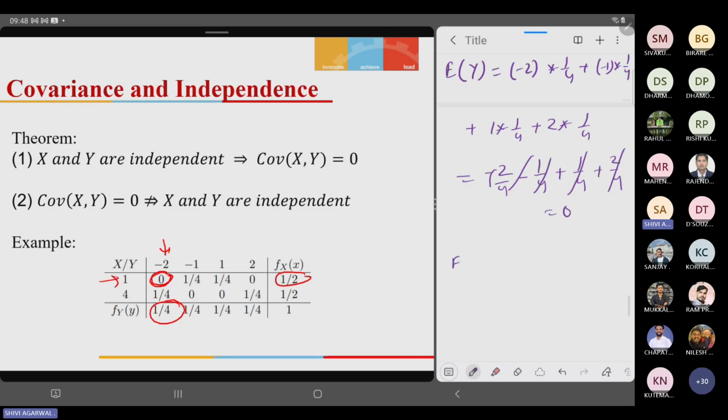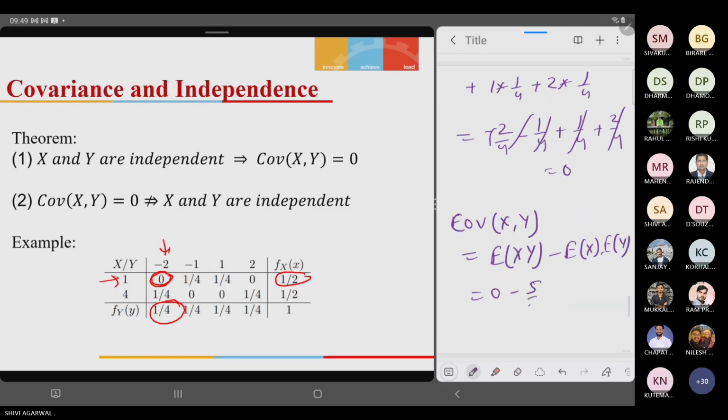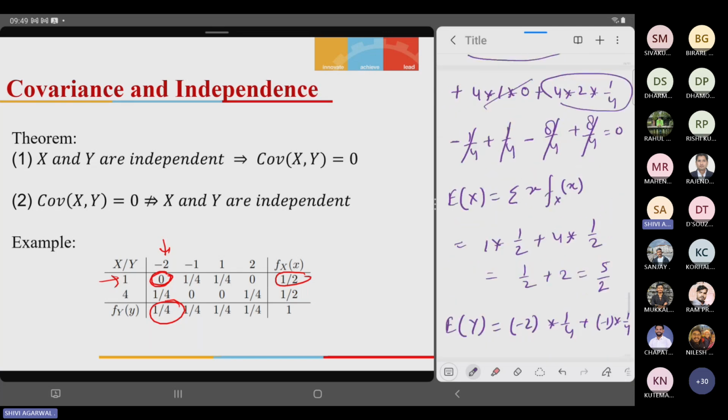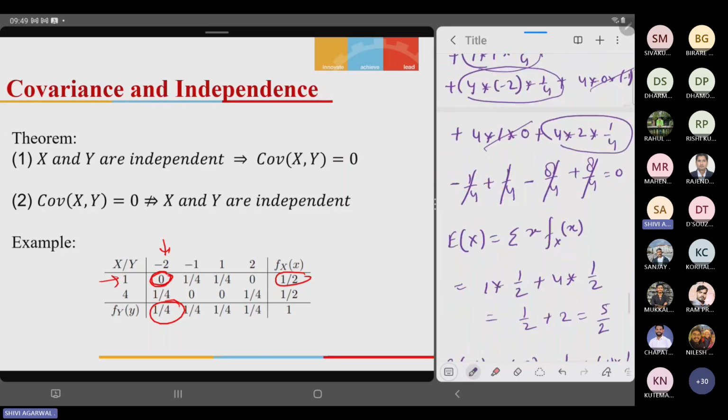Now covariance is what? The formula is expected value of xy minus expected value of x multiplied by expected value of y. This is 0 minus expected value of x, which is 5 by 2, multiplied by 0. So this is 0. So here you can see the covariance is coming 0 where they are not independent. We have already checked that they are not independent, but covariance is coming 0.